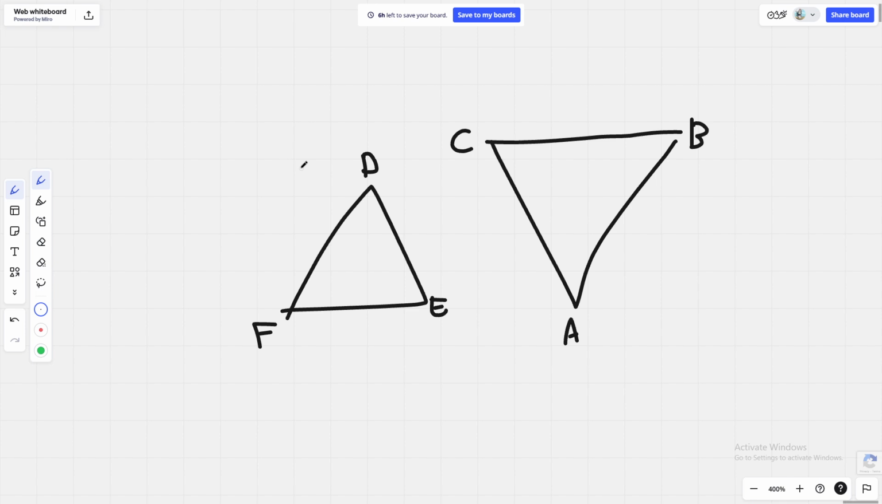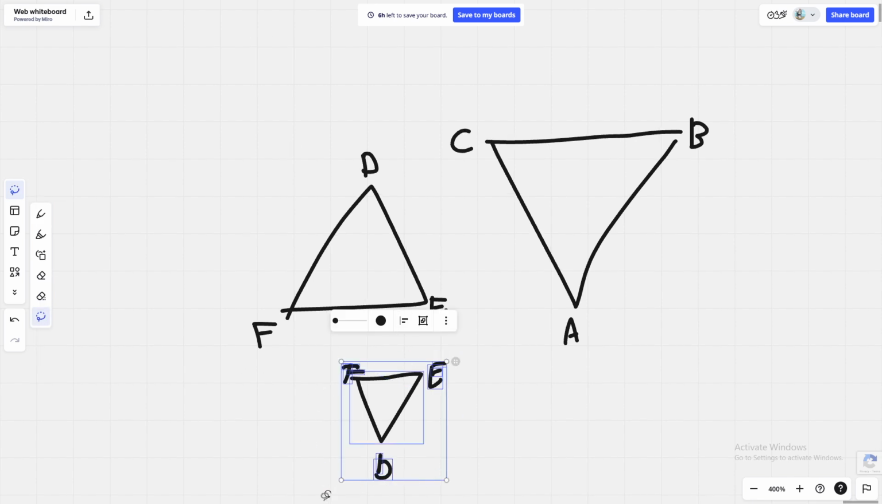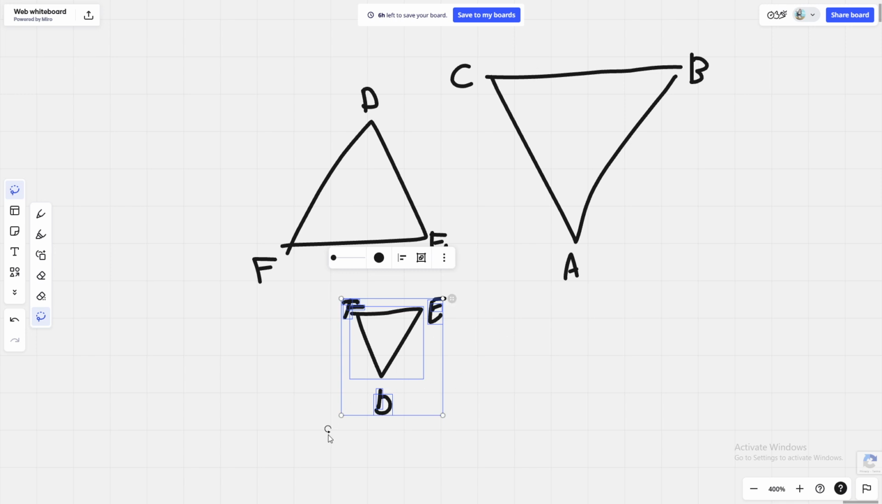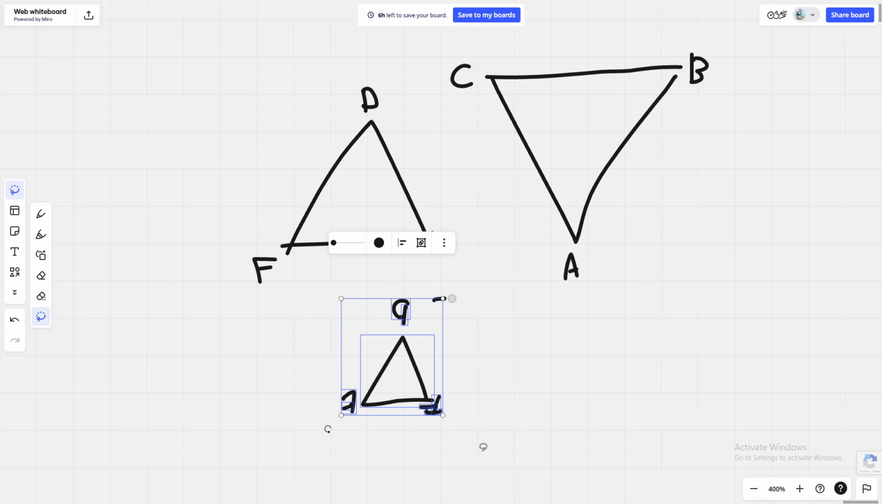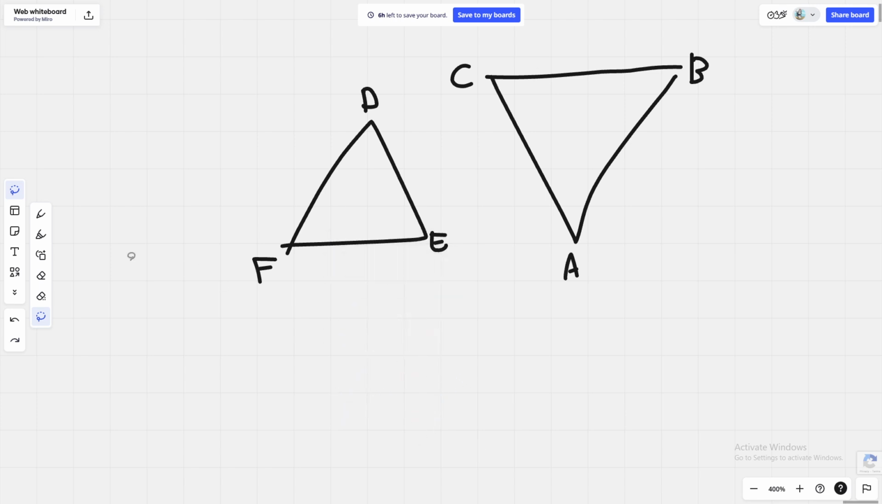D, E, F. Wait, oh my god, D, E, F. If this is flipped, oh my god. If you flip this, can you even rotate? D, E, F. Okay, so baliktad na. Did you know in the math quiz, the image itself was wrong? That's why I couldn't answer.